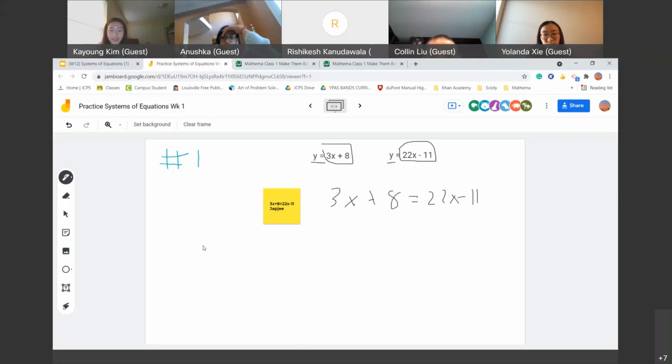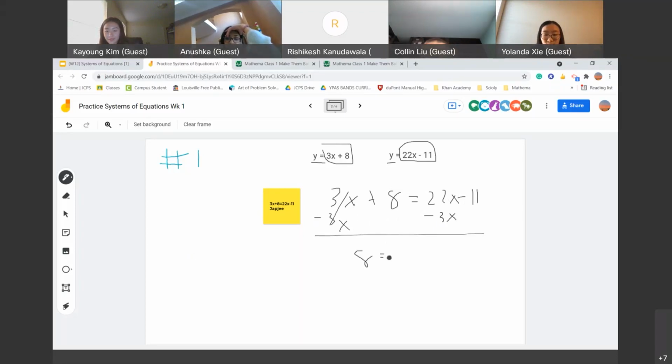Can I do it? Yeah, okay. So first you do 3x minus 3x. Great. So that's 0, and then 22x minus 3x, and then that would be 0 and then 8. What's 22x minus 3x? 22x minus 3x is 19.